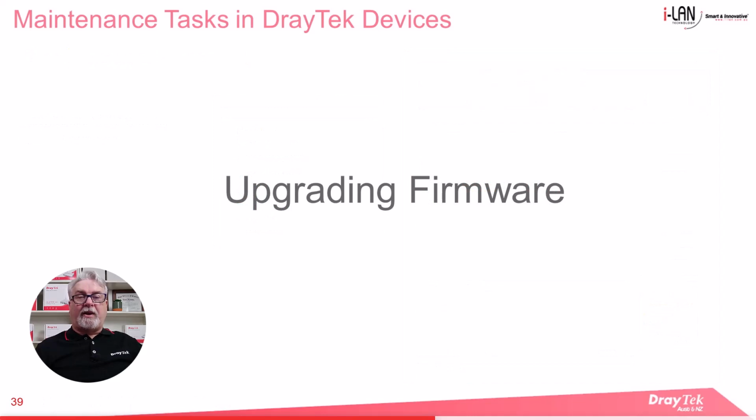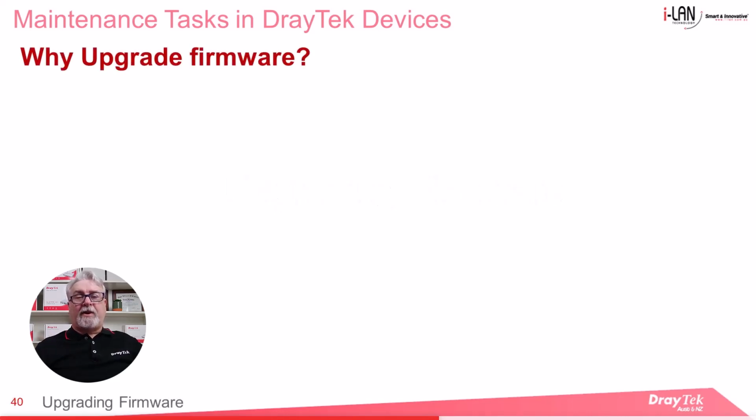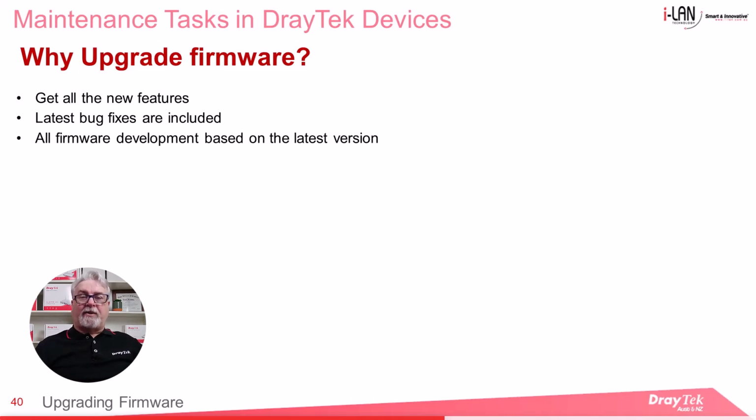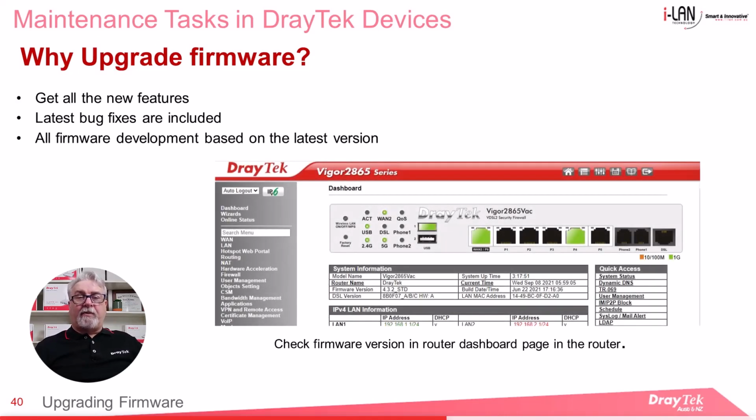As I mentioned earlier, in addition to the option in system maintenance to upgrade firmware, there are several other methods that can be used. But firstly, you might ask, why do I need to upgrade the router firmware anyway? Well, there are three reasons. These are to get all the new features, to get the latest bug fixes, and all firmware development is based on the latest version. To check which firmware is currently installed in the router, go to the dashboard page and you'll find it in the system information section.